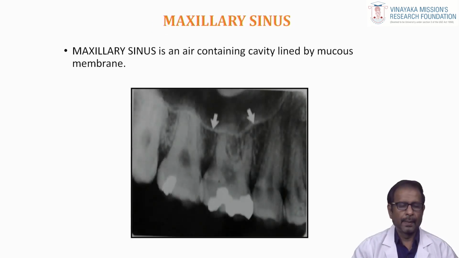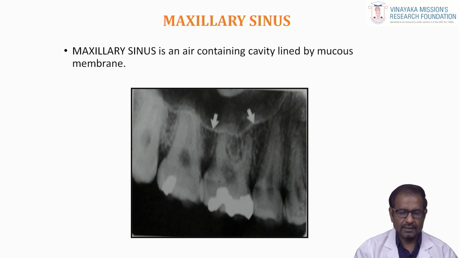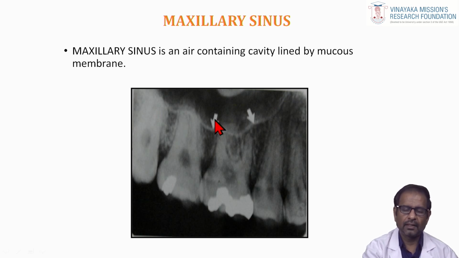The next one is the maxillary sinus, a very important structure seen in the maxillary posterior area. In the IOPA of the maxillary posterior area, it is seen as a thin radiopaque line. This thin radiopaque line is called the maxillary sinus, an air-containing cavity with a radiolucent appearance. Here the thick radiopaque V or U shape is the zygomatic arch. It is often confused with the maxillary sinus, so we have to differentiate between them.